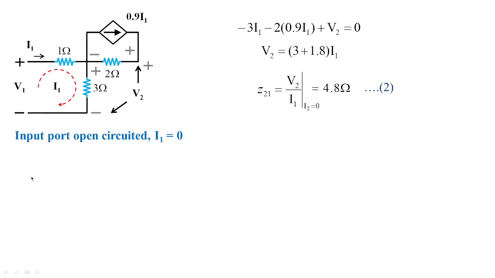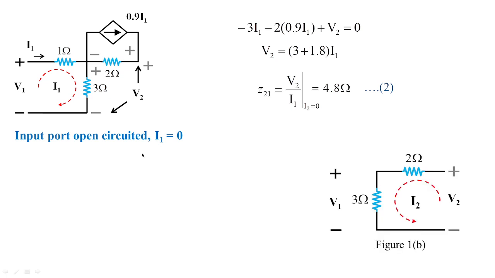Now I'm going to take the input port and open circuit it. So I1 is equal to 0, and this is how figure 1 changes to figure 1b. Now when I1 is equal to 0, this dependent current source, whose value is I1 multiplied with 0.9, becomes 0. So 0 multiplied with 0.9 becomes 0, and since the current source is dependent, it is also open circuited.